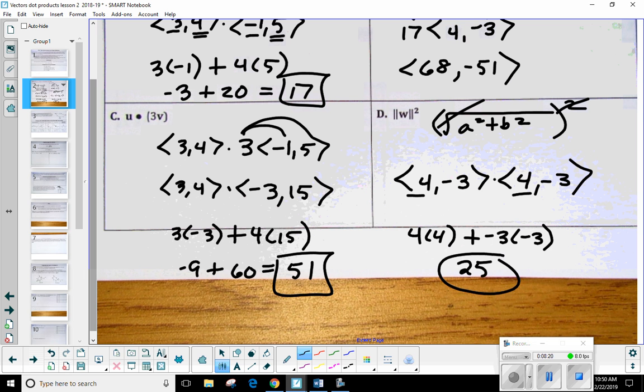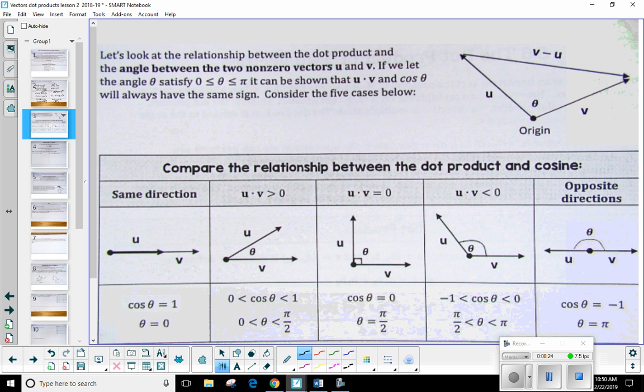So Monday when we come in, we'll have our next round of Happy Minutes, and we'll go ahead and start talking about the angle between two vectors.